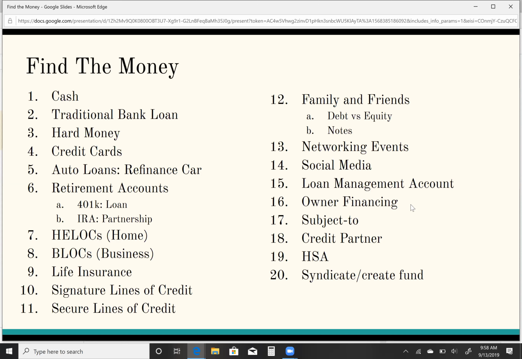So social media, just reaching out to your people, to your friends, is definitely a good way also to find money in that respect. And Christion says this thing in here, a loan management account. Christion, can you talk about that?